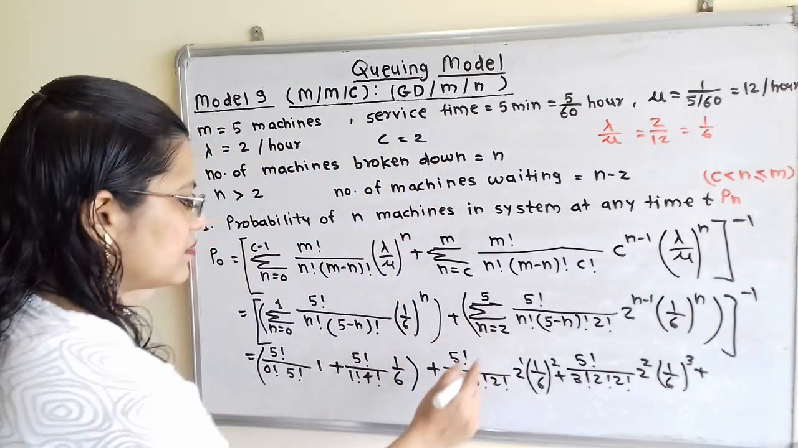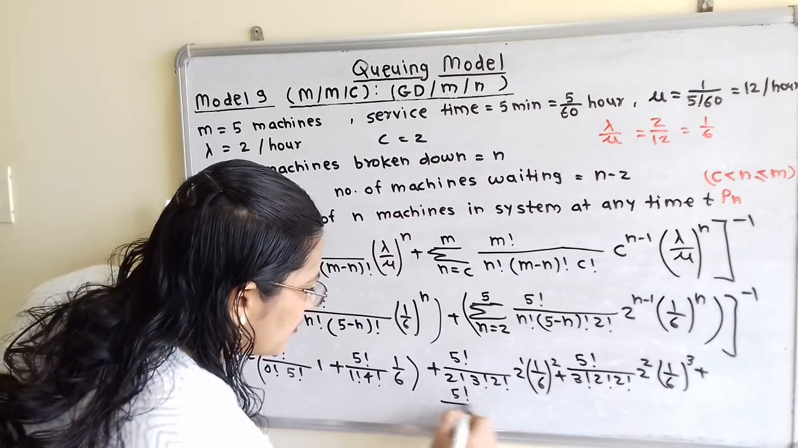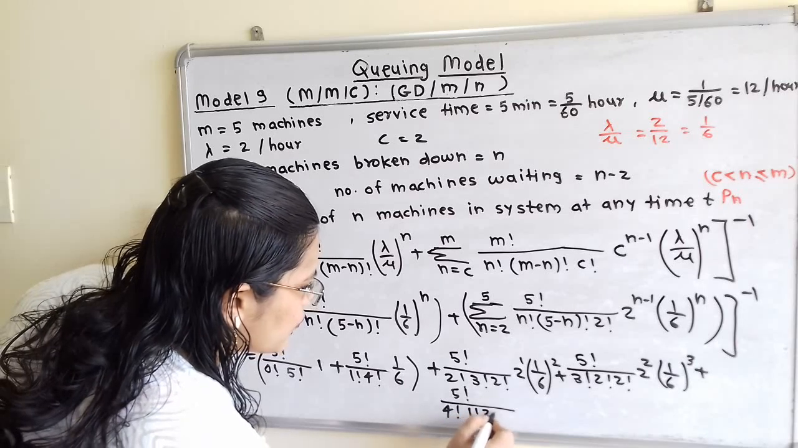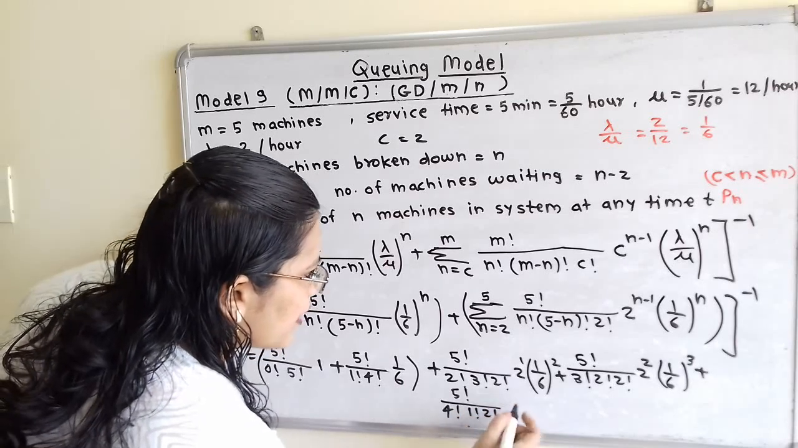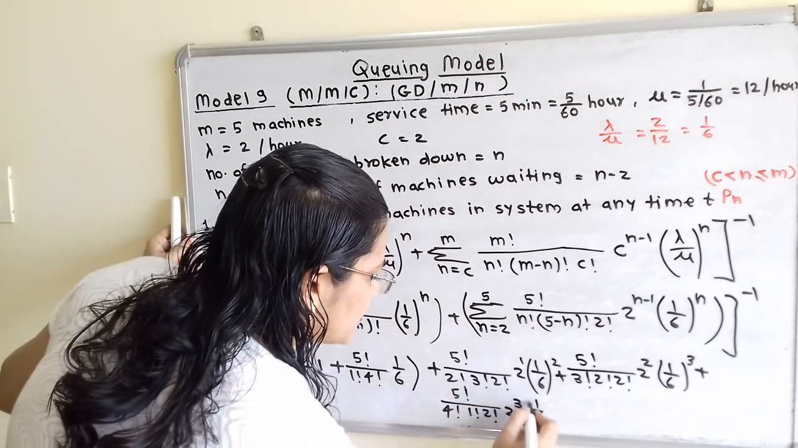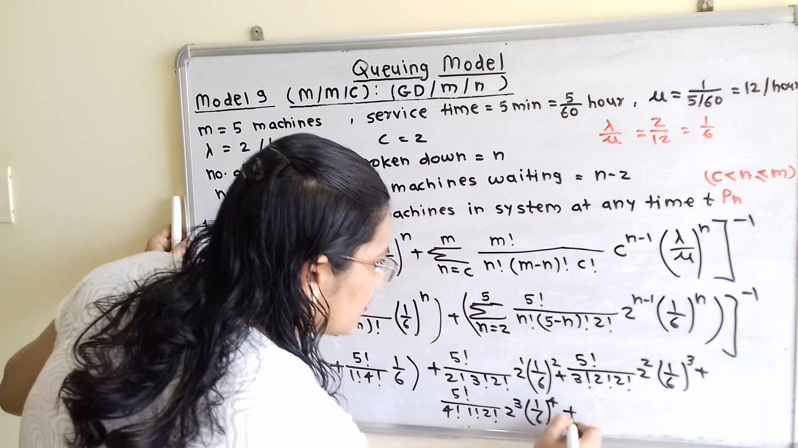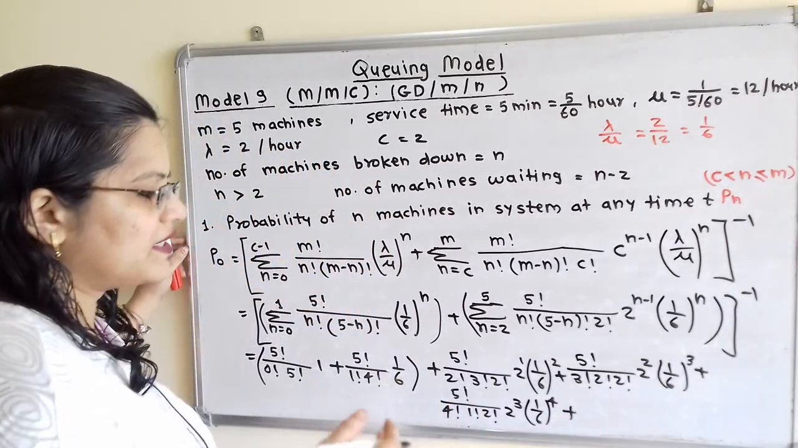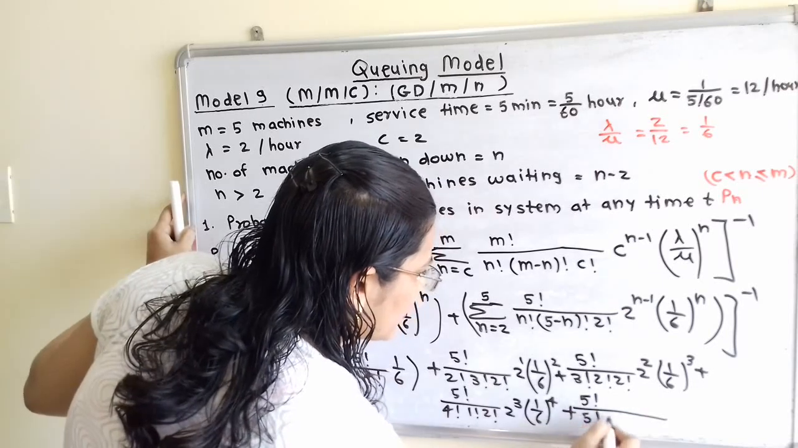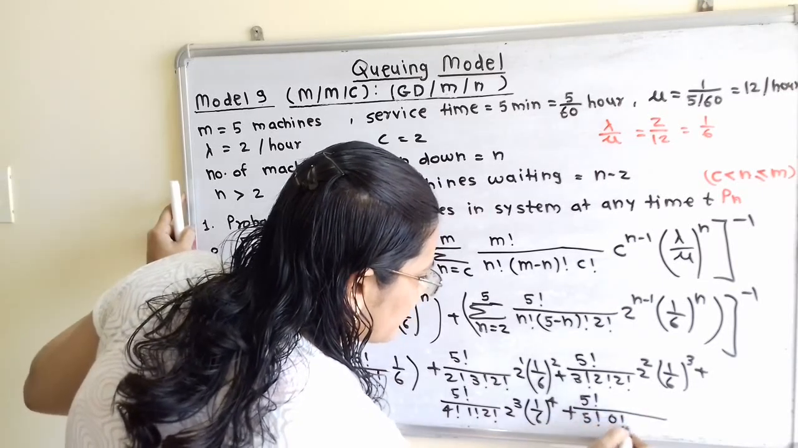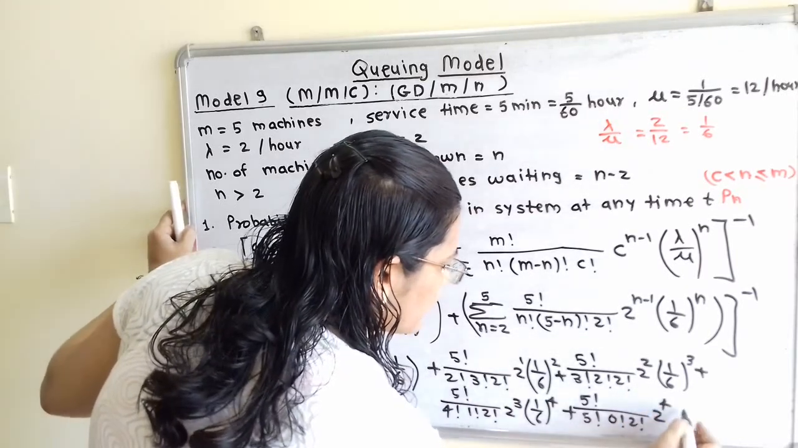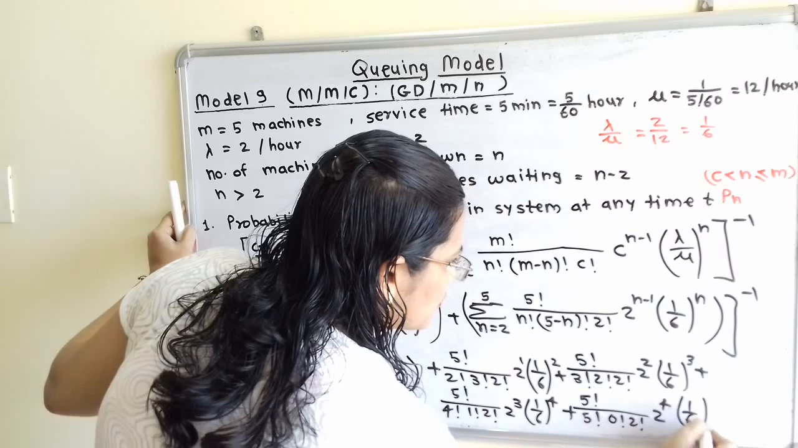So I will write here 5 factorial divided by n, that is 4 factorial, 5 minus 4, that is 1 factorial, 2 factorial, and 2 raised to 4 minus 1, that is 3, 1 by 6 raised to 4, plus. Now we will put n is equal to 5. So 5 factorial divided by 5 factorial, 5 minus 5, that is 0 factorial, 2 factorial, 2 raised to 5 minus 1, 4, 1 by 6 raised to 5.